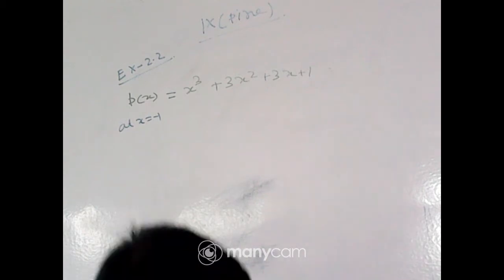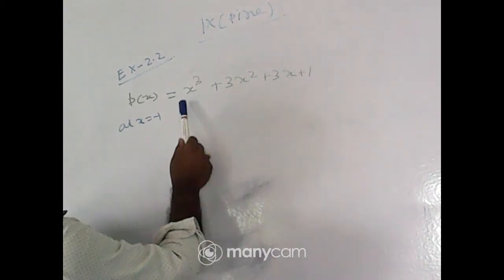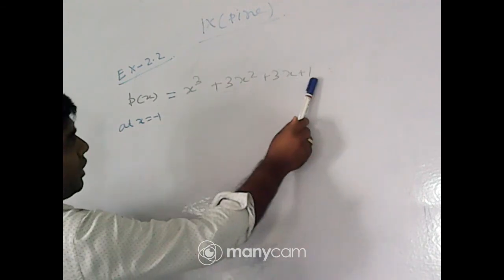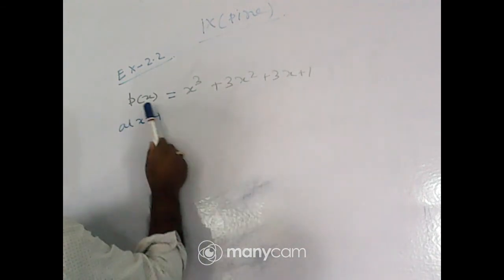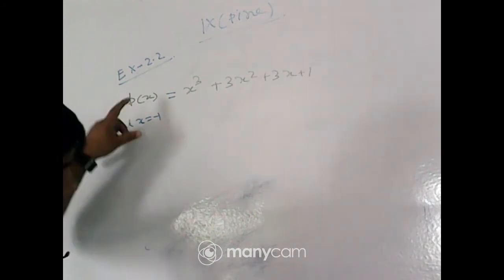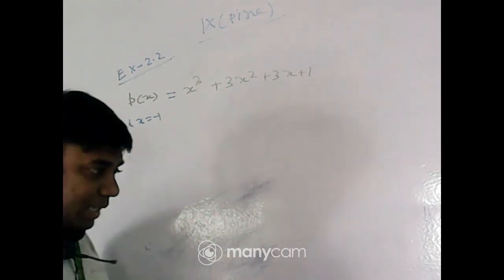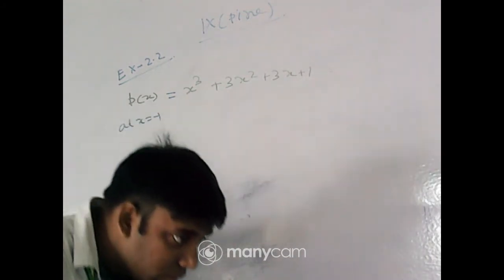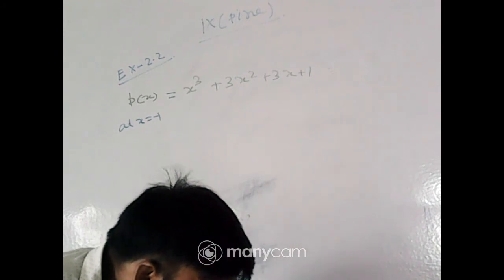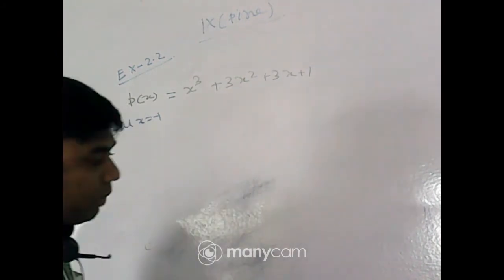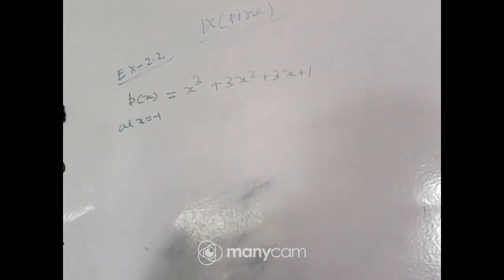Okay, look at the board. P(x) equals x cube plus 3x square plus 3x plus 1. At x equal to minus 1, what will be the value of P(x)? Quickly answer it. Yes, Adri answered 0. Yes. Look at the board, Jasmine. If you didn't get it, look at the board.